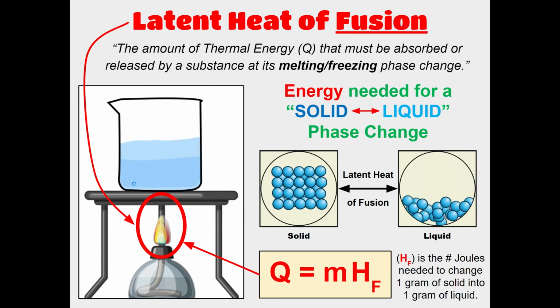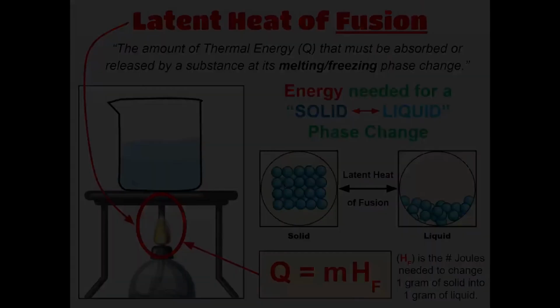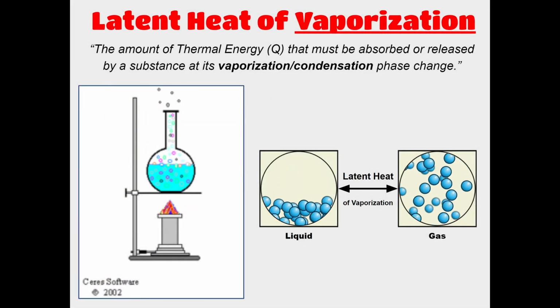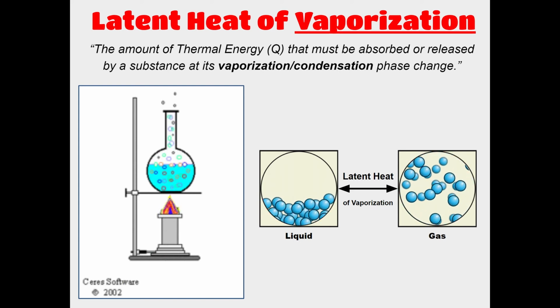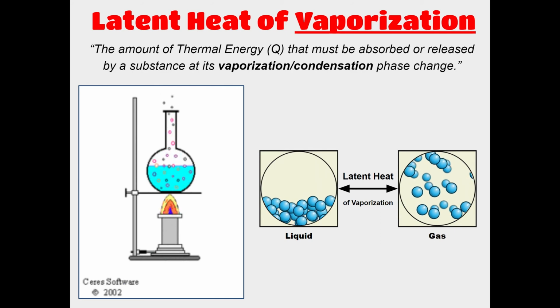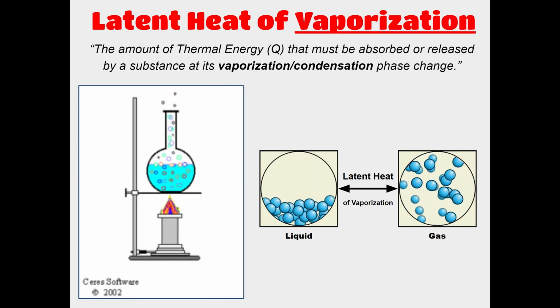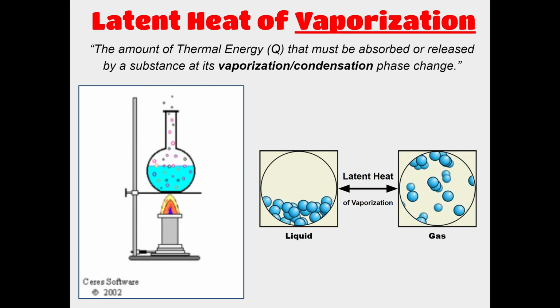We've now been talking about latent heat of fusion. Let's now talk about latent heat of vaporization, which is the other one. Luckily, this is the exact same idea, just for a different moment in time. Latent heat of vaporization is the amount of thermal energy that must be absorbed or released by a substance at its vaporization or condensation phase change. This is the exact same definition as latent heat of fusion, but I've switched out the bolded words. So now instead of the lower phase change, we're talking about the higher up phase change.